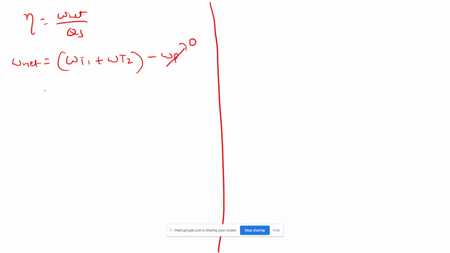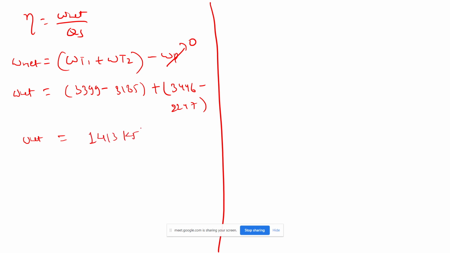Okay. So what is the turbine work? H1 is 3399 minus H2 which is 3185, plus H3 which is 3446 minus H4 which is 2247. So what is the value we have got for the net turbine work? 1413 kJ per kg.